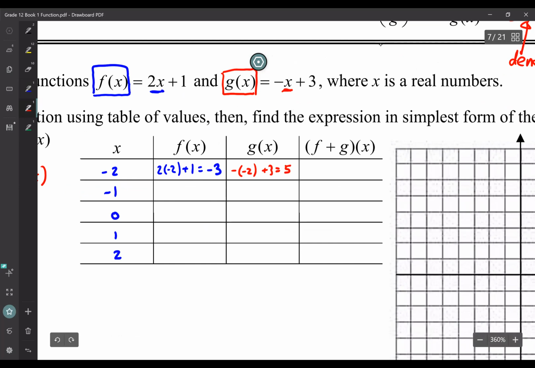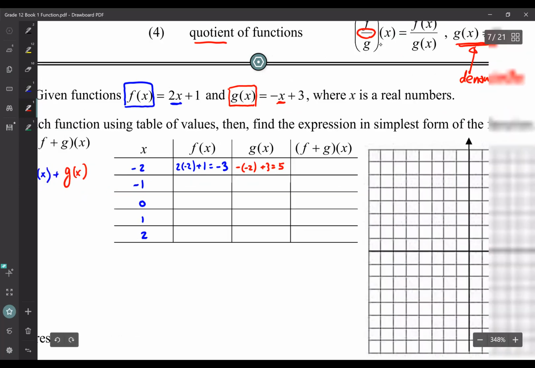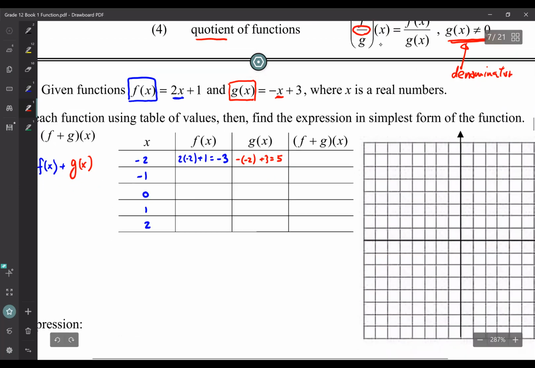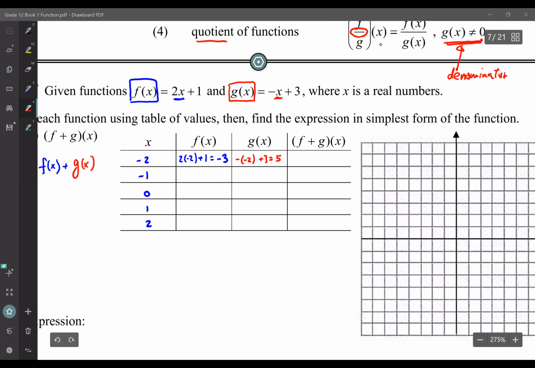Okay, so I'll let you complete just the first two columns. Don't worry about the third one. We'll complete the first two columns, and then when you finish the first two, please raise your hand, okay? I'll ask some of you to give me your answers.